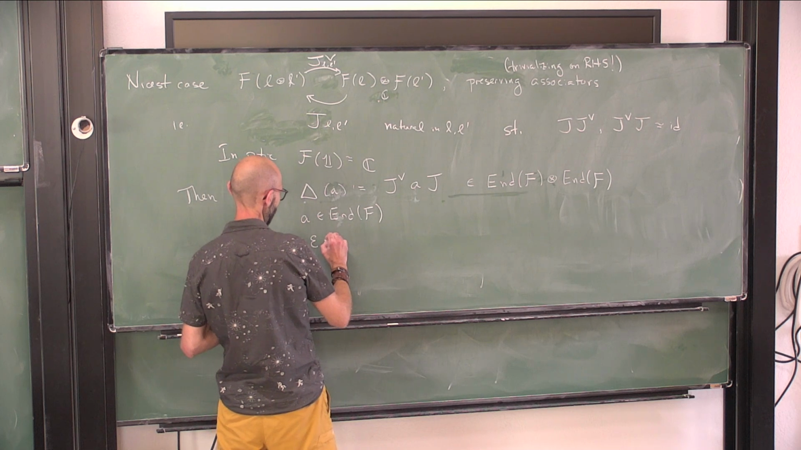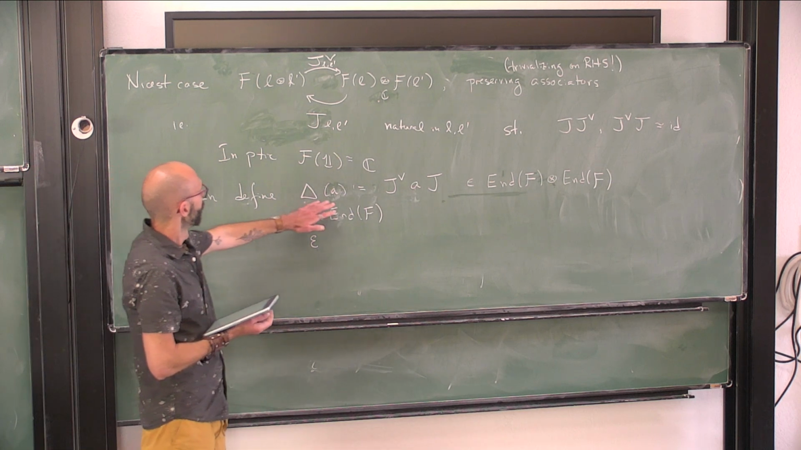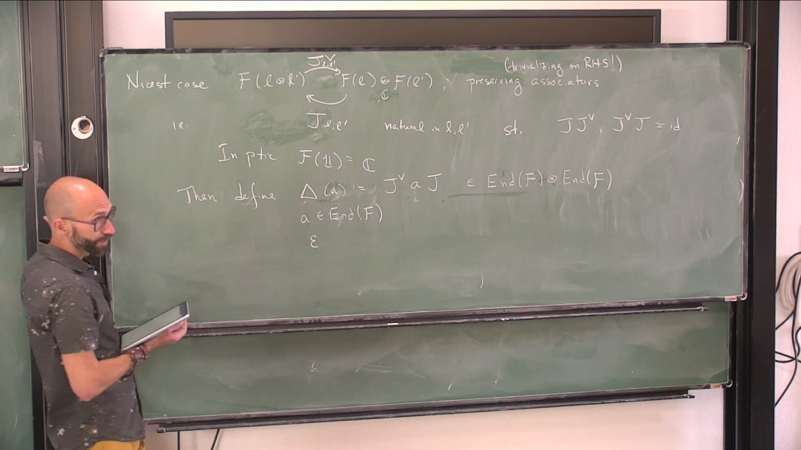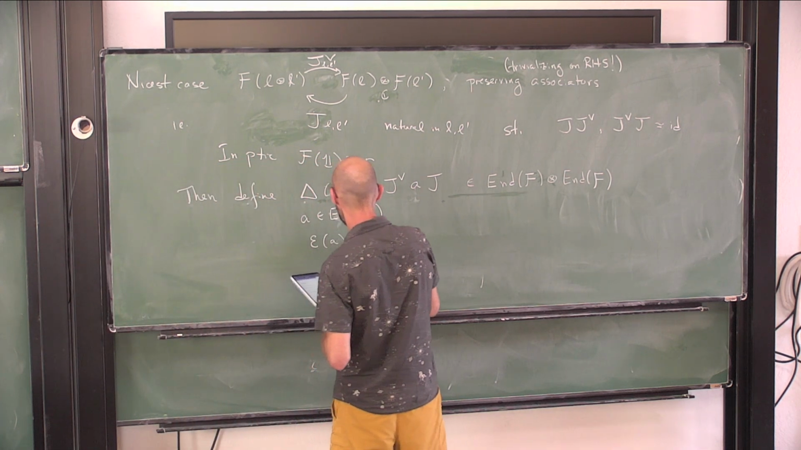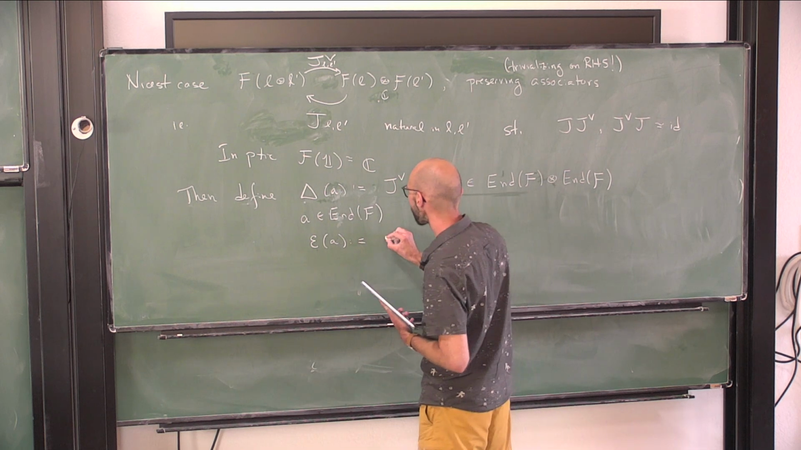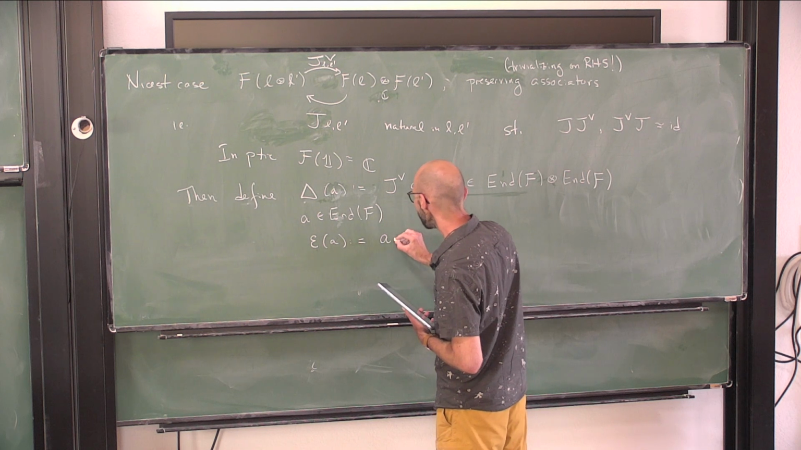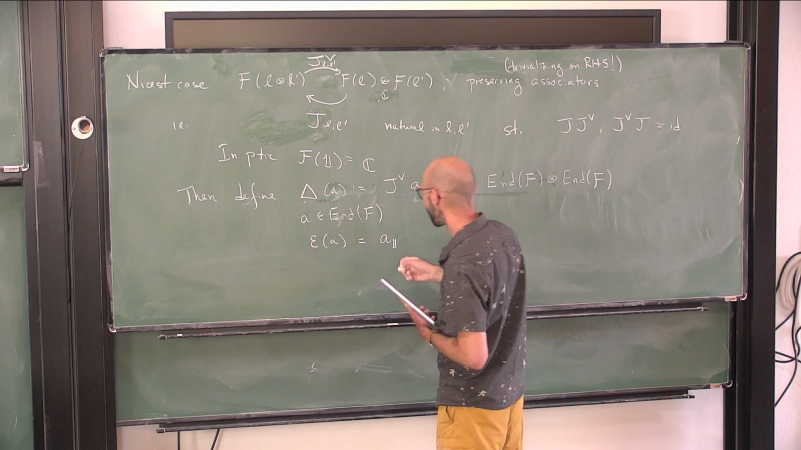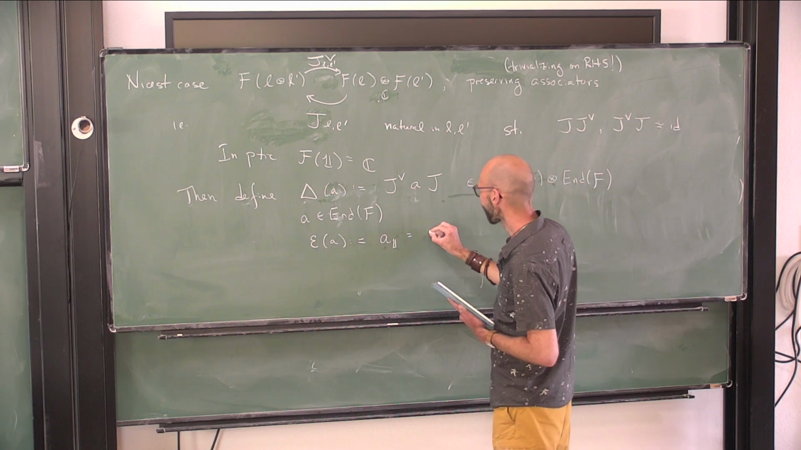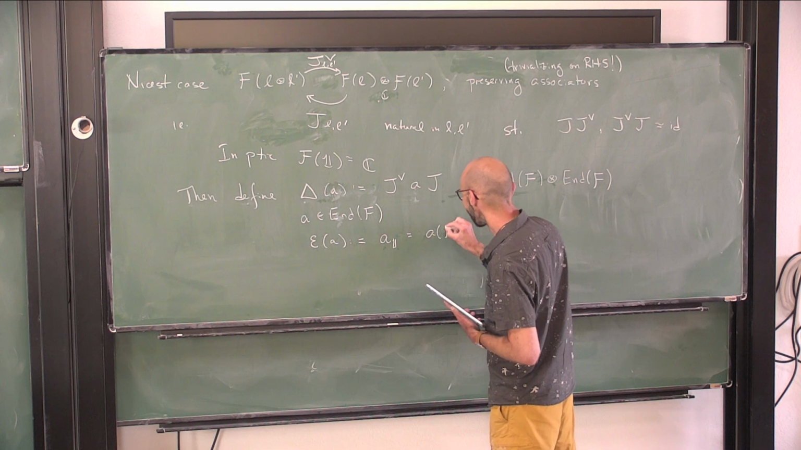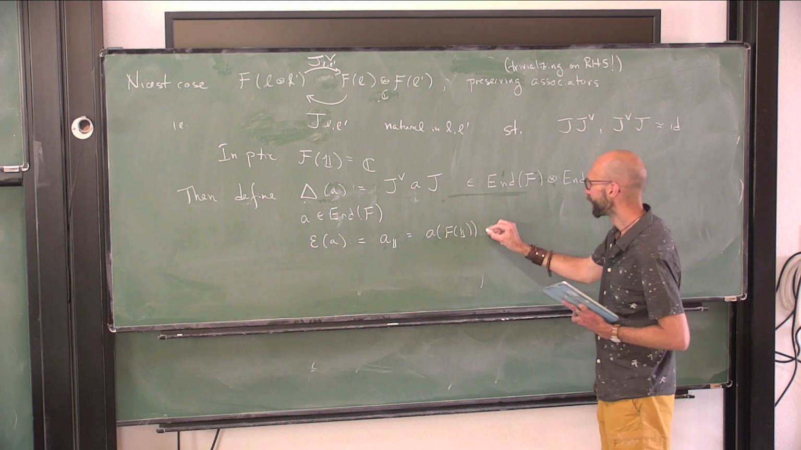And then to make A into a bialgebra, we want a counit, and we just define that as evaluation on F of 1. So it's the component of that natural transformation on 1, in other words. That's an endomorphism of F of 1.